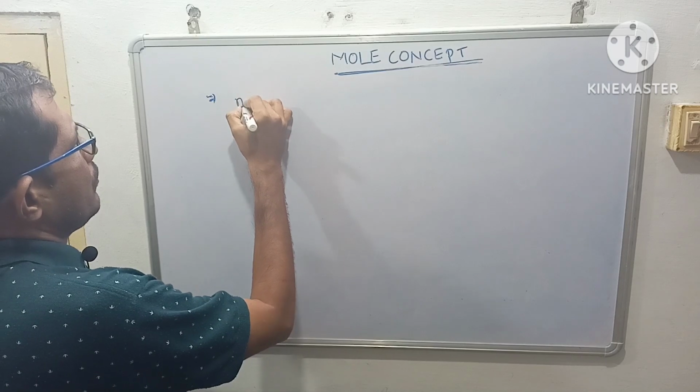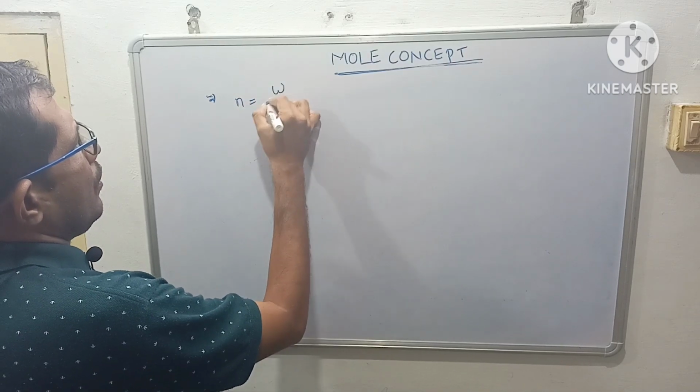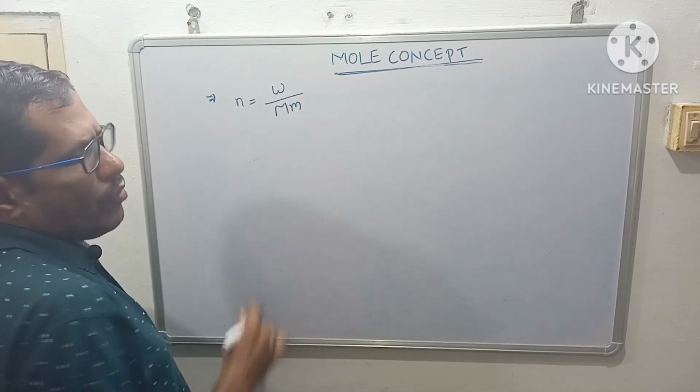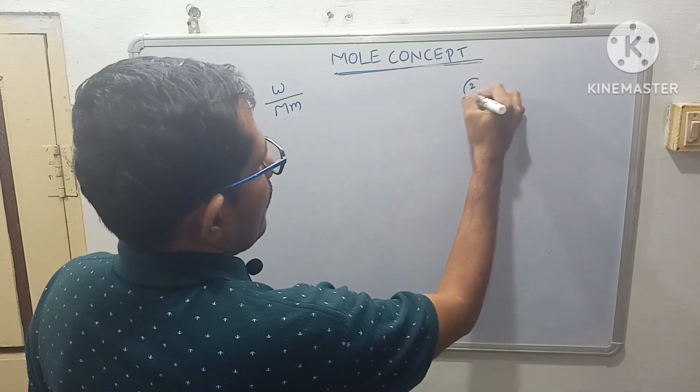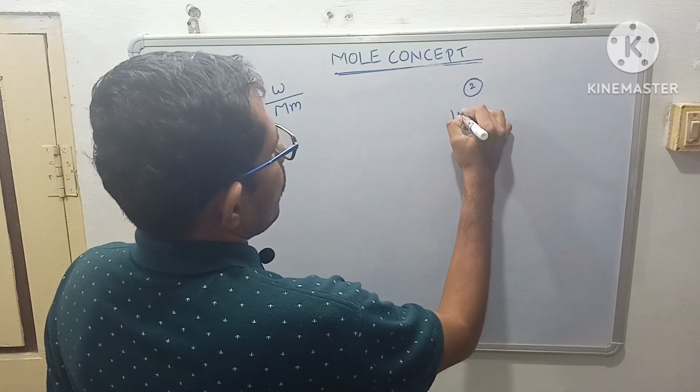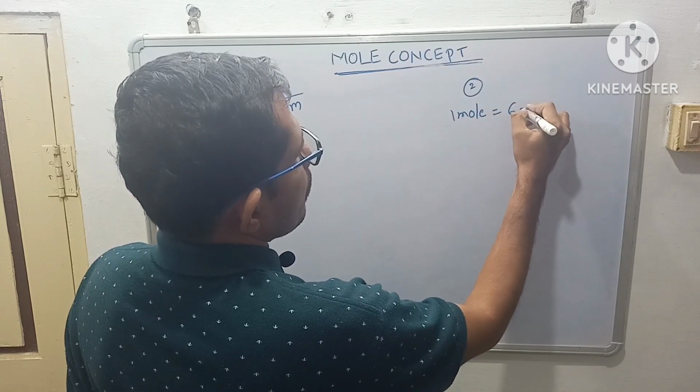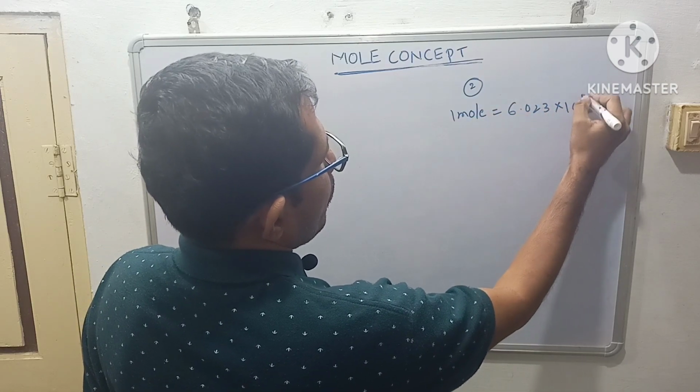So, first of all, remember these two formulas. Moles equal to mass by molar mass. And the second one is 1 mole equal to 6.023 into 10 power 23.